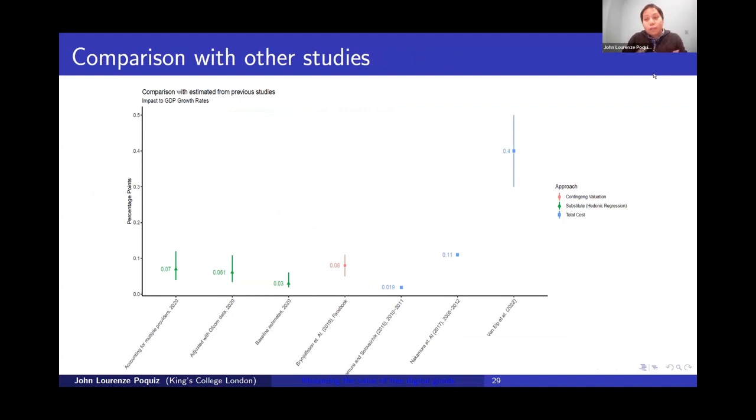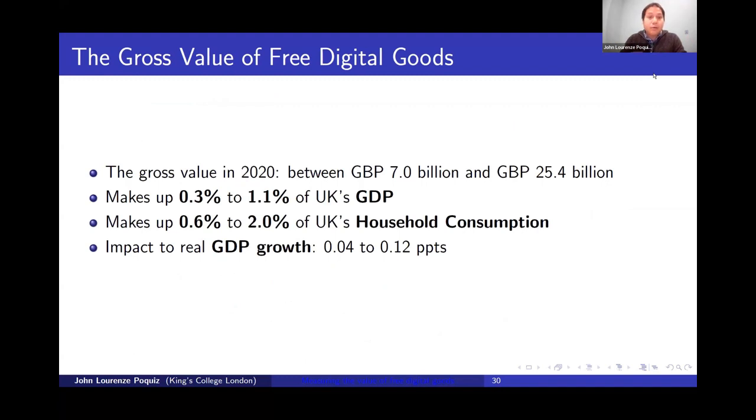So we also try to calculate the impact on GDP growth rates. If we add this to GDP, how much would GDP change? When we account for multiple service providers, we see an impact of around 0.7 percentage points to the GDP growth rate, which is in line with some of the estimates using the total cost approach when they use all advertising and marketing expenditures.